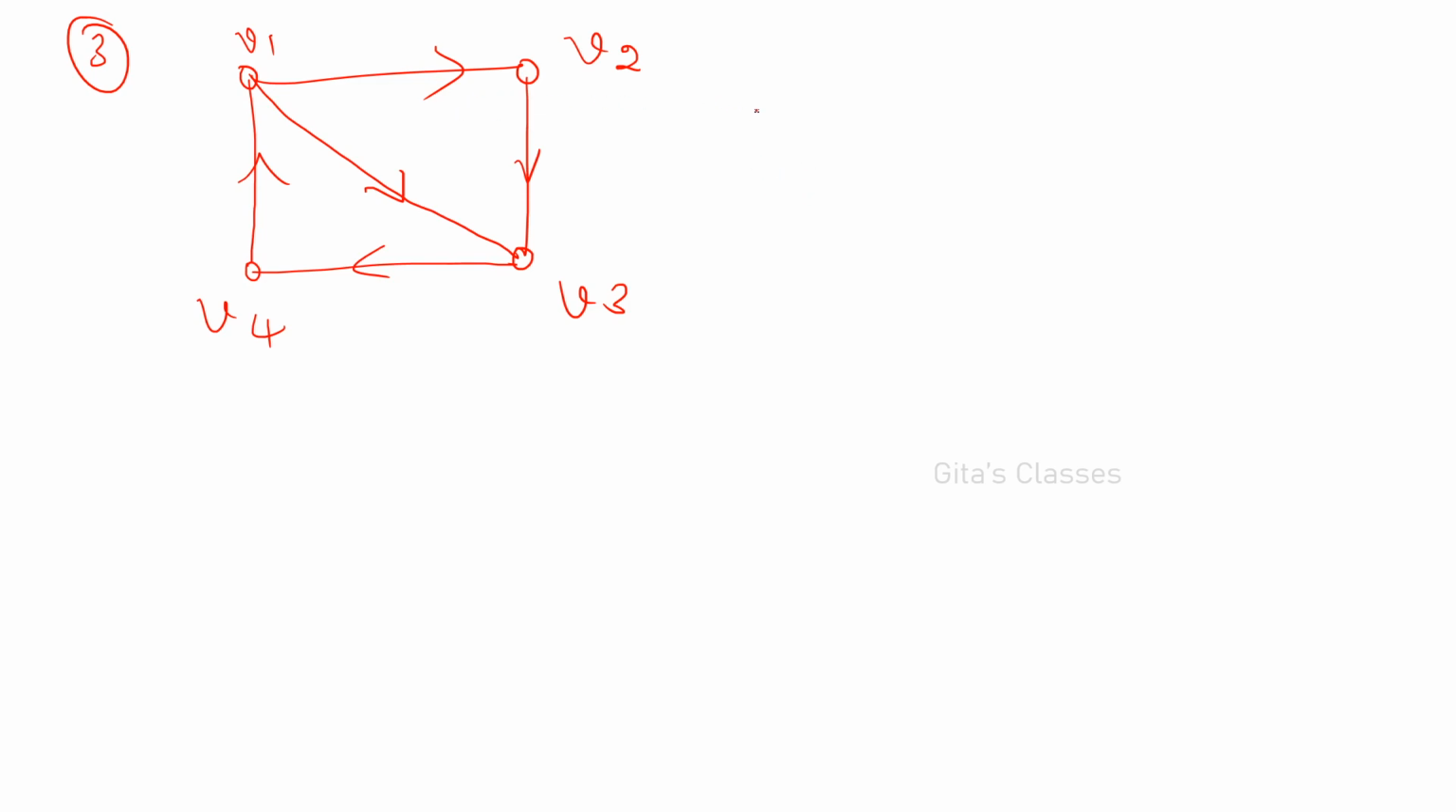So here how many vertices are there? 4. So V1, V2, V3, V4. And here again V1, V2, V3 and V4. What about V1, V1? No, 0. V1 and V2. V1 to V2. Do you have an arc? V1 to V2. Yes, it is there. V1 to V3. Yes, it is there. V1 to V4. No. So, it is 0.